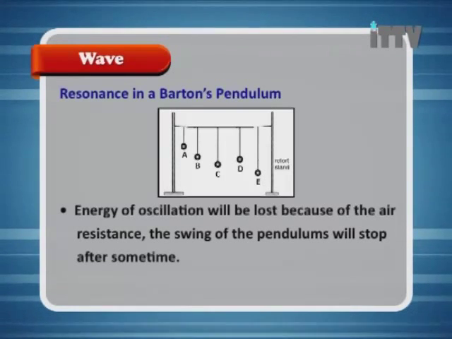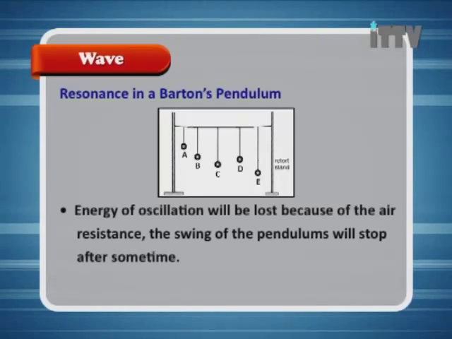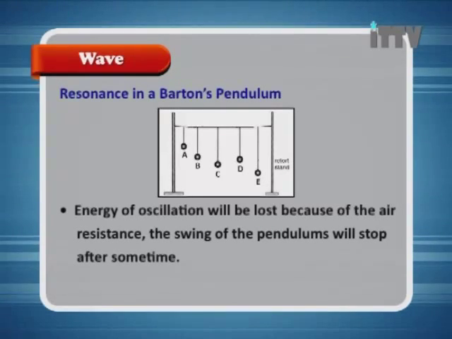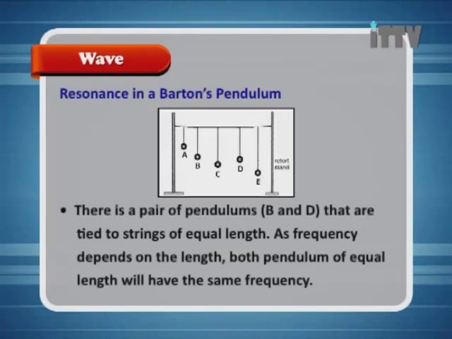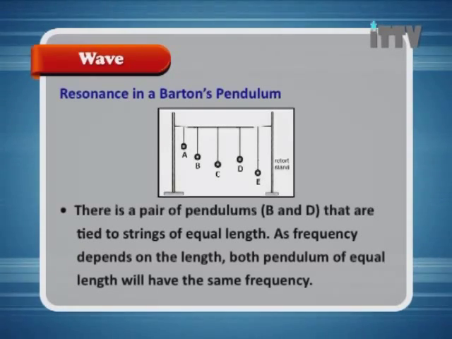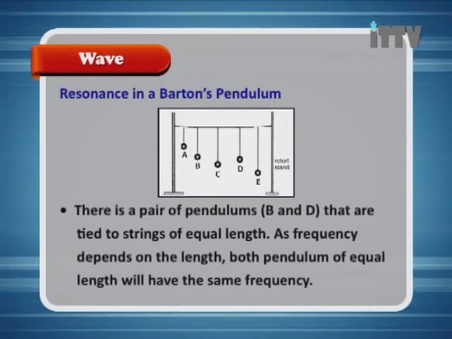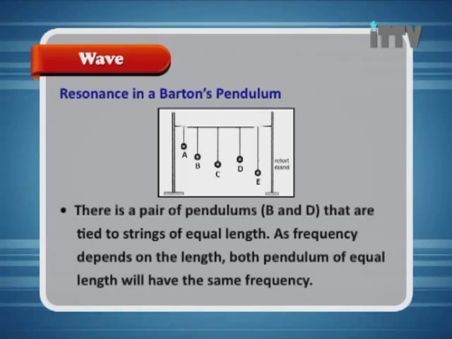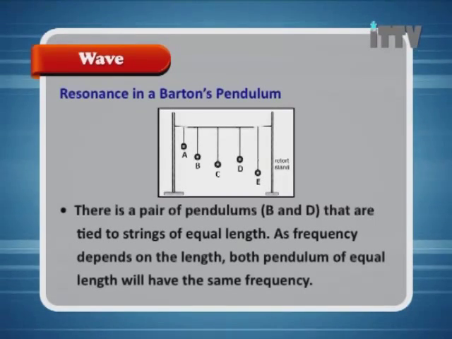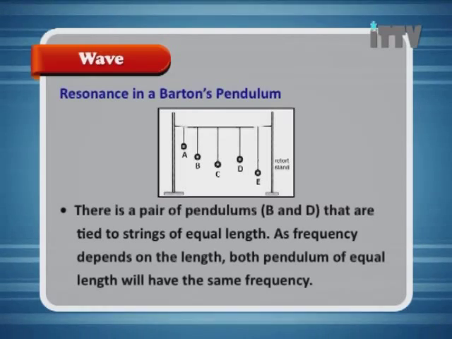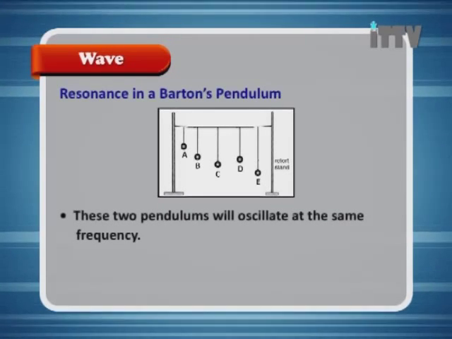Energy of oscillation will be lost because of the air resistance. The swing of the pendulums will stop after some time. There is a pair of pendulums, B and D, that are tied to strings of equal length. As frequency depends on the length, both pendulums of equal length will have the same frequency. These two pendulums will oscillate at the same frequency.